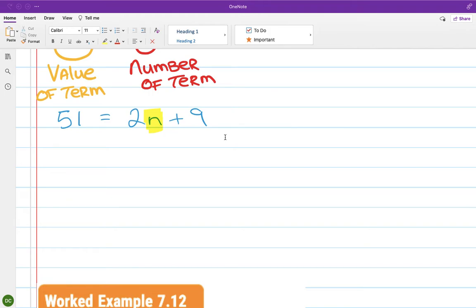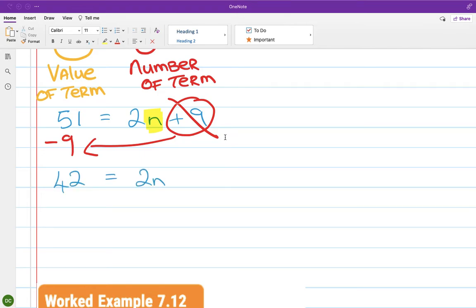Okay, so we need to isolate that n. We did loads of this. We're going to take the 9, bring it over here, and make it a minus 9, and then it's gone from this side. So 51 minus 9 is 42 equals 2n. And we're still trying to isolate the n. So we take the 2, but because they're stuck together, when this comes across, it is a divide by 2. So n equals 21. So the 21st term of this sequence is 51.